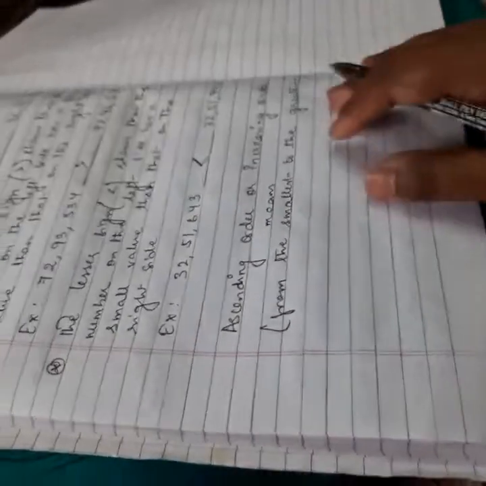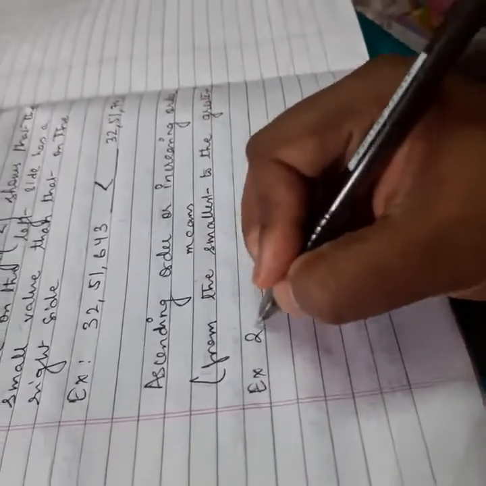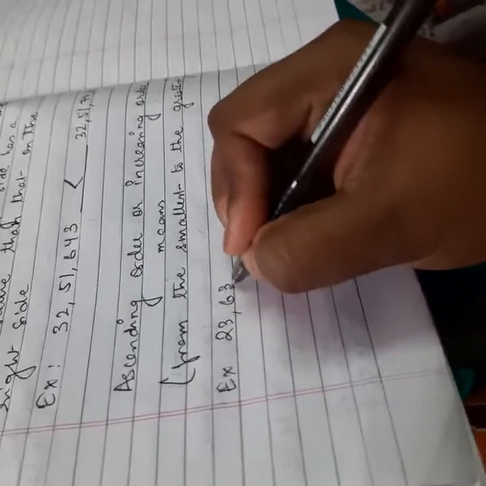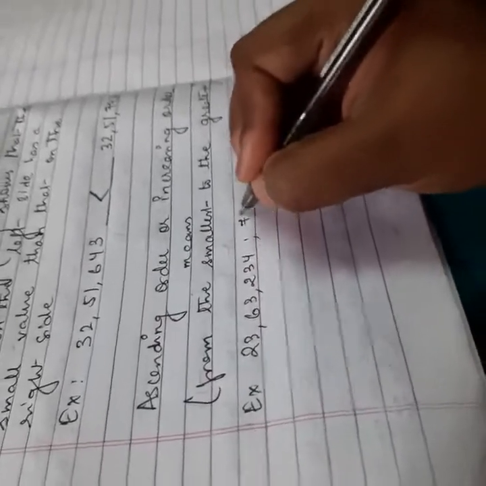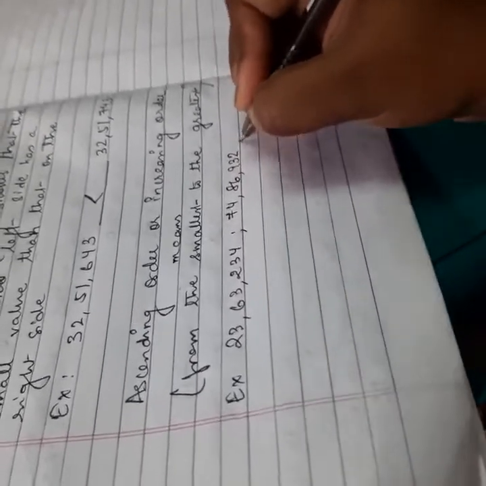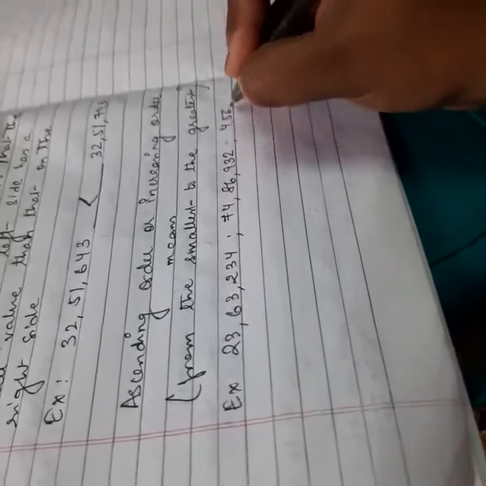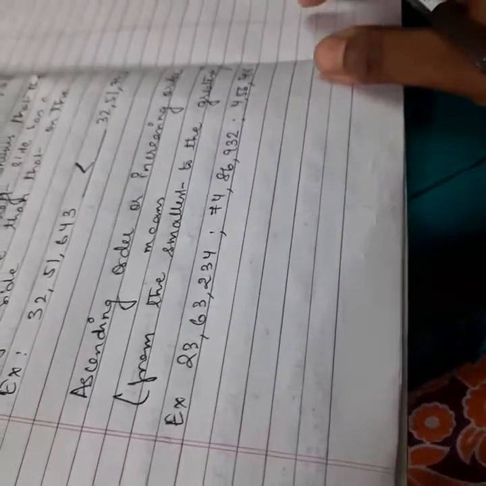Now if we take an example here, 23,63,234, 74,86,932, 4,56,786. So I have given you three numbers here. We have to arrange these numbers according to the ascending order. So before you start the answer, you first have to read the question very carefully.